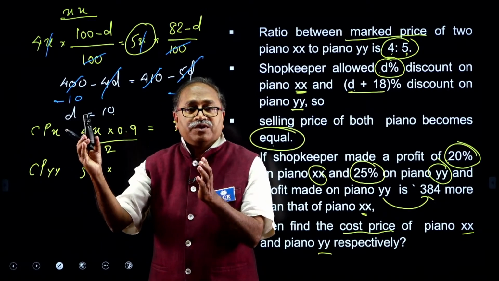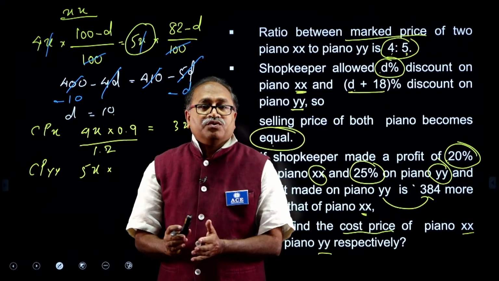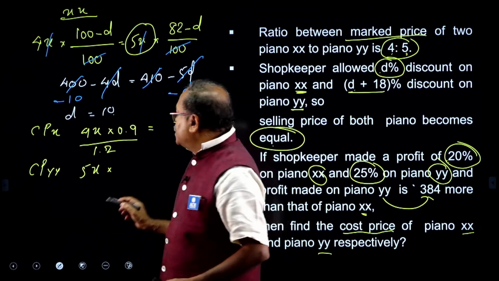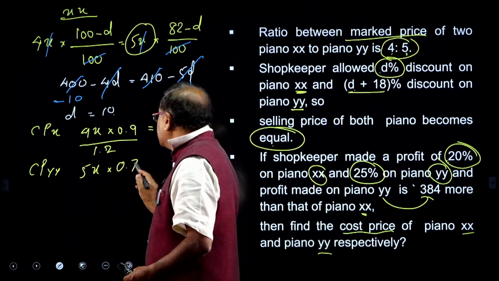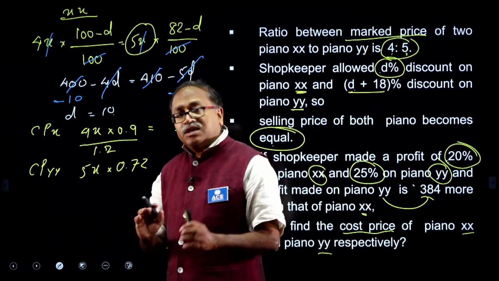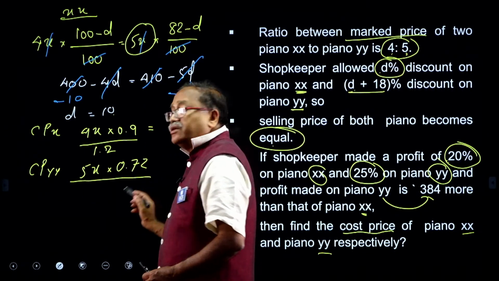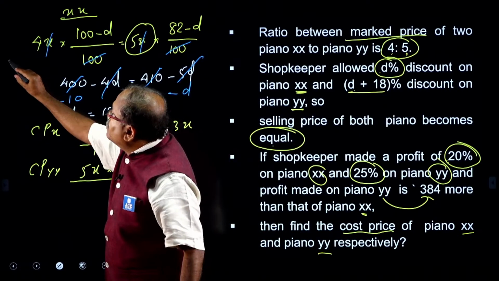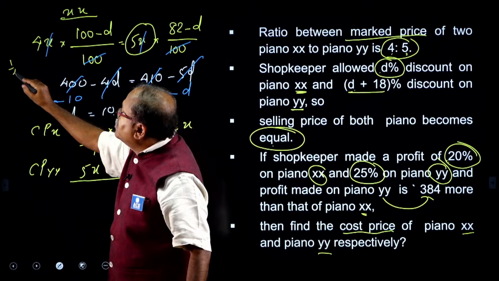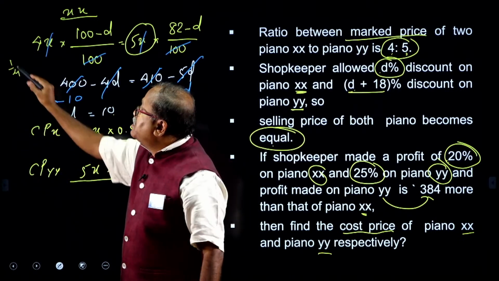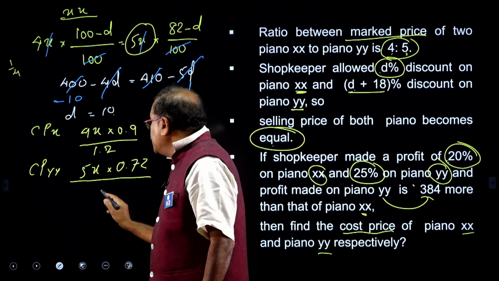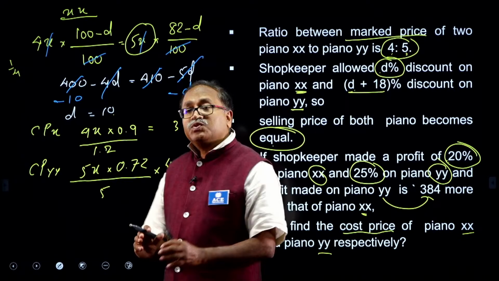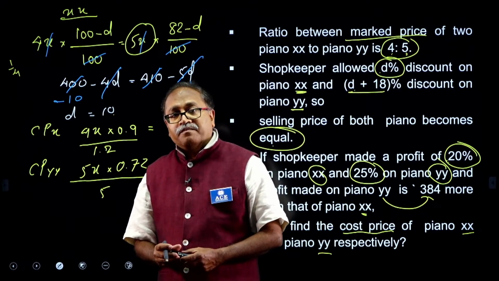100 minus 28 gives you 72. So 0.72 is the selling price, and there is a profit here. How much profit? 25% profit. Now, 25% profit means 1/4 profit, so the selling price will be 5/4 of the cost price. So divide this by 5/4, and you will get the cost price of the second one.